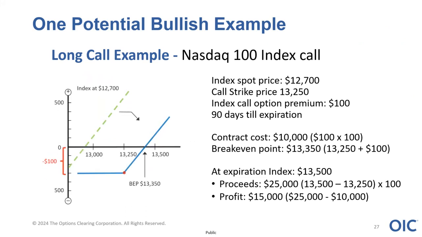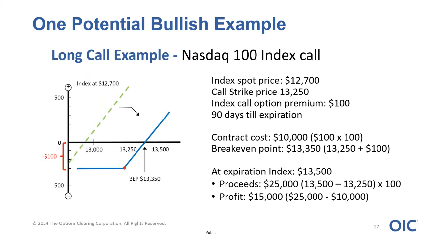What does this look like from a P&L perspective? It looks an awful lot like a long call in any of the equity options that you would trade. In this case, the index is shown here in green. This is your index value. You bought the 13,250 call, remember, you paid $100 for it. That means your break even is 13,350. And your $100 is the most that you can lose here.